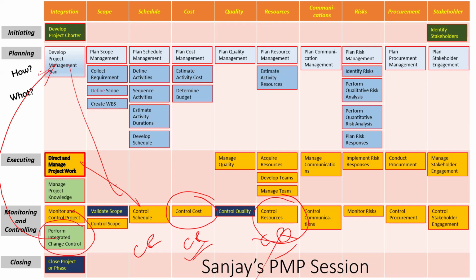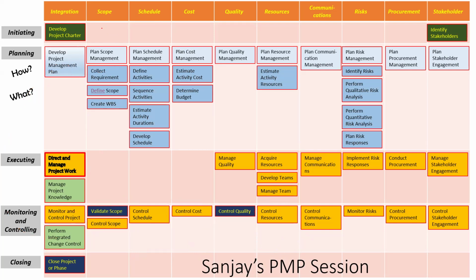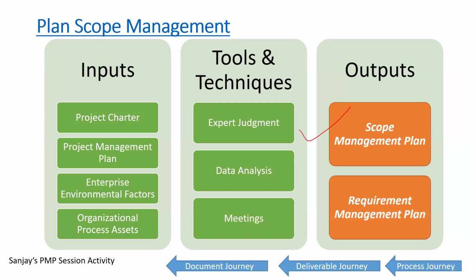Now, scope. At this point, I'm going to do some explanation. The first one is called plan scope management. As I told you, all the processes whose name starts with plan are strategies. They are not goals. I told you, strategies and goals: they answer how you are going to do something. They are not telling you what you are going to do. So for example, the scope management plan is one of the outputs, and another output is the requirements management plan. See here, scope management plan and requirements management plan.